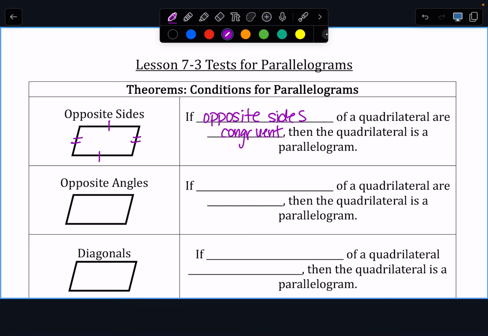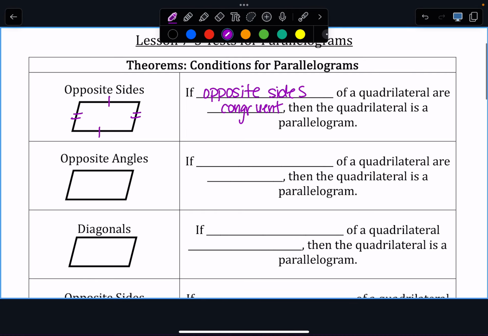If we have a quadrilateral and the opposite angles of our quadrilateral are congruent, then with that one condition, we can say, yep, this is a parallelogram.